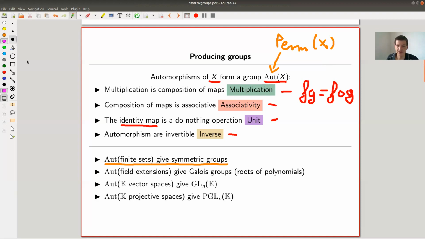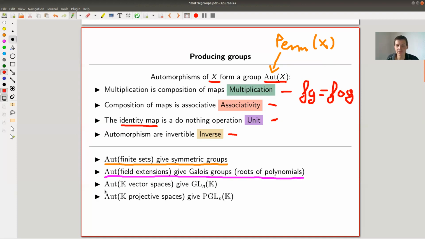Much later, at least later in this video series, we will see that actually Galois groups also arise as automorphisms. Basically, automorphisms of roots of polynomials, strictly speaking, then automorphisms of field extensions, but still automorphism groups.